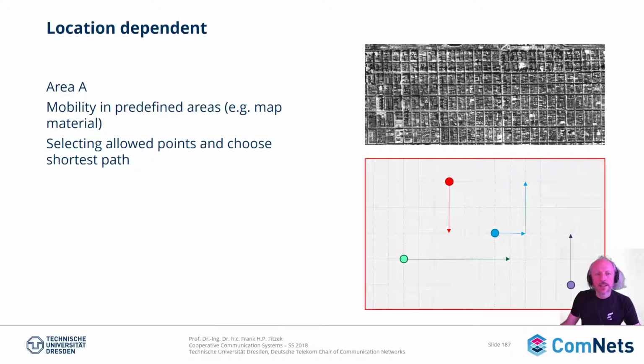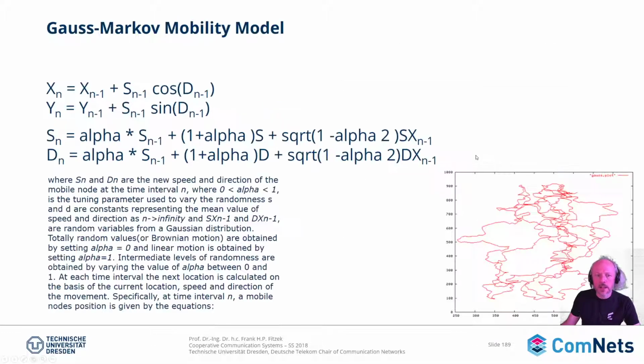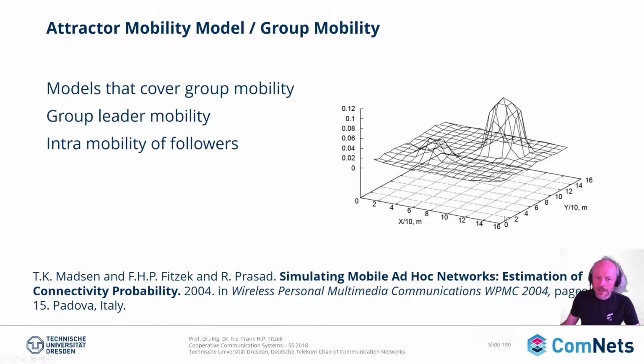There are more realistic ones, which are location dependent. So you cannot walk where boundaries are, like the Manhattan grid, right? Then you would say, okay, I can only walk along the grid. Or if I have obstacles, this is also a little bit more realistic. And there's something else called the Gauss-Markov mobility model, another model that looks a little bit like this, right? I mean, who's walking around like this, you may ask, but it can happen.